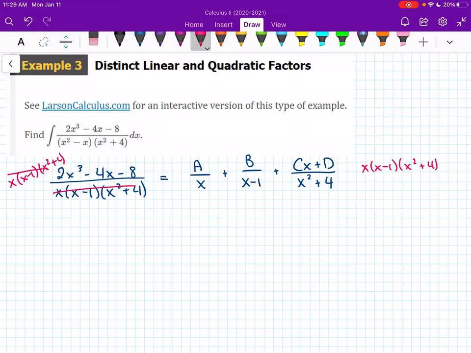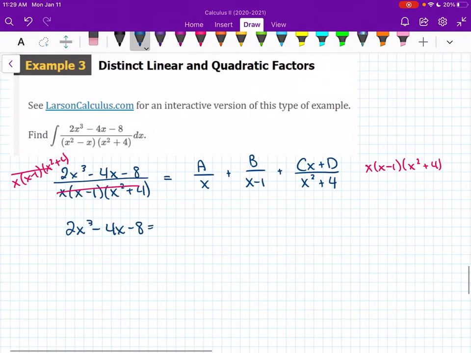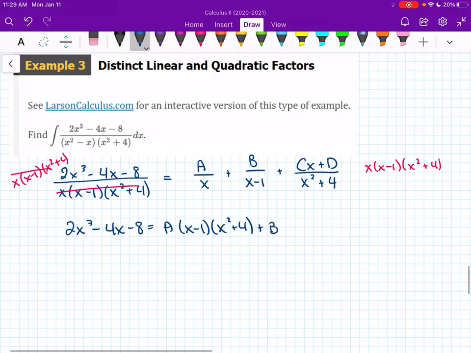Everything cancels. So then I am going to get that 2x cubed minus 4x minus 8 equals a times (x minus 1) times (x squared plus 4), plus b times x, I don't need to put that in parentheses, times my (x squared plus 4), and then I'm going to have (cx plus d) all times x minus 1. Okay, so I have a whole bunch of gross things here.